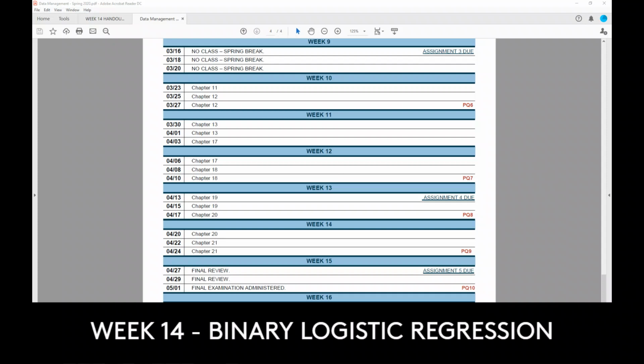Hi students, welcome to our last week of course content for the semester. This is week 14. We will be covering binary logistic regression.